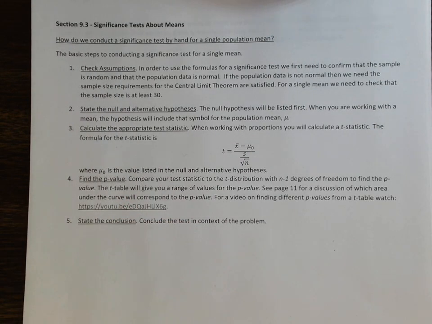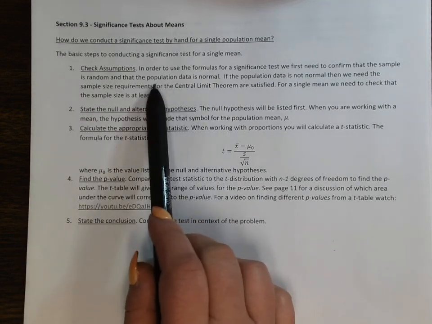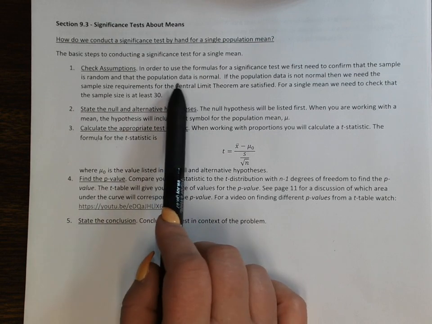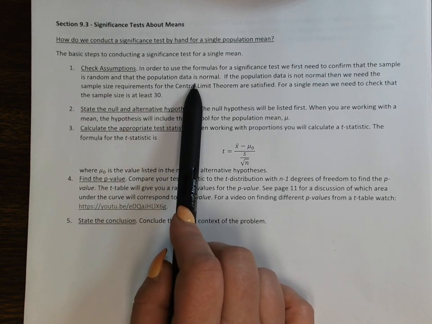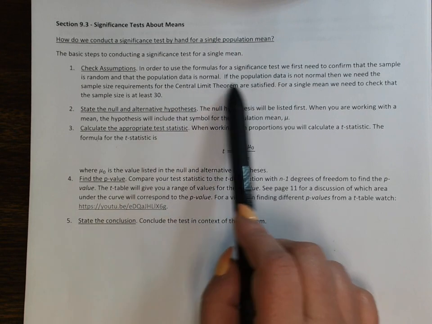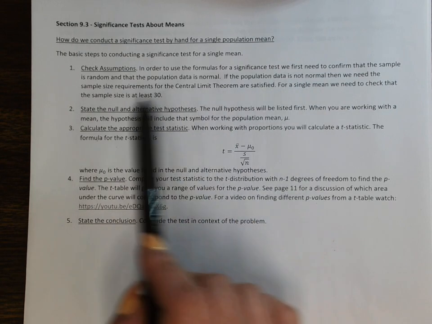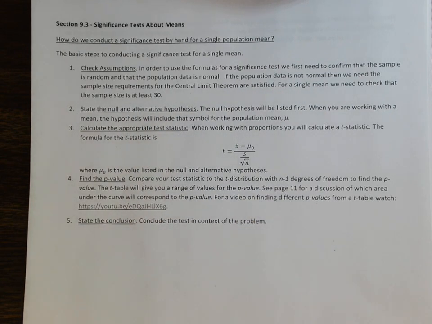In order to use the formulas for a significance test, we first need to confirm that the sample is random and that the population data is normal. One way to do this is to either be given that the population data is normal, or we could look at a histogram of the sample data, or stem and leaf plot, or other visualization of the sample data to see if there's any evidence in the sample that the population is not normal. If the population is not normal, or we're not given any information to determine that, then we need to check the sample size requirements for the central limit theorem. For a single mean, we need to check that the sample size is at least 30.